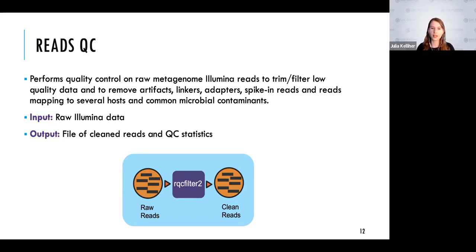So the READS QC workflow performs quality control on raw metagenome Illumina reads to trim or filter low quality data and to remove artifacts, linkers, adapters, spike-in reads, and reads mapping to several hosts and common microbial contaminants. Your input for the READS QC is going to be that raw Illumina data, and the output is going to be your file of the cleaned reads and QC statistics, and this output file will be the input for several downstream NMDC workflows.